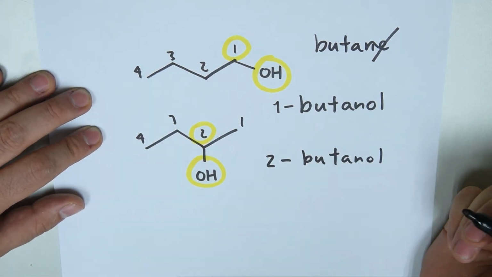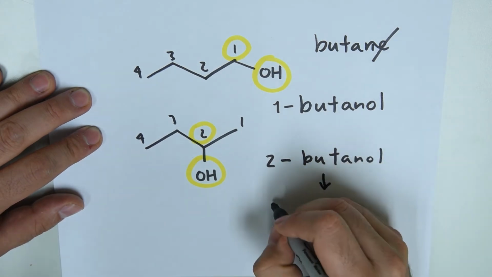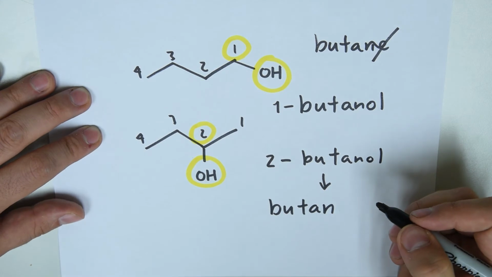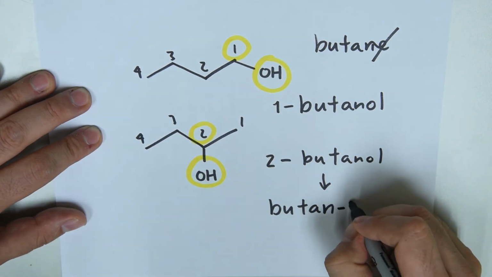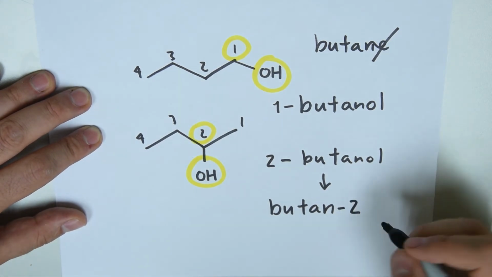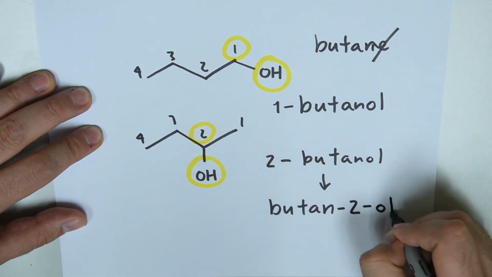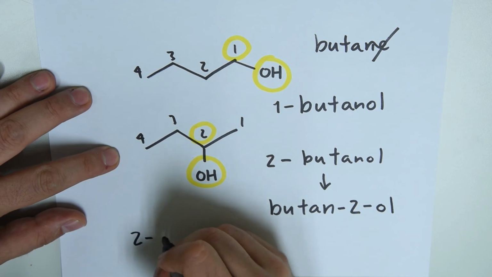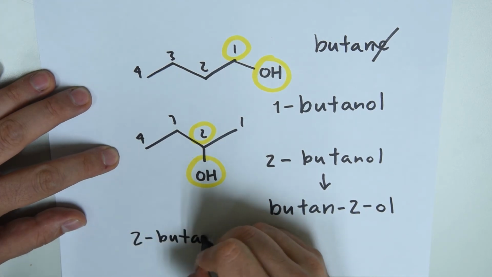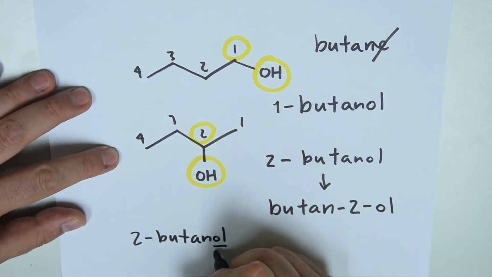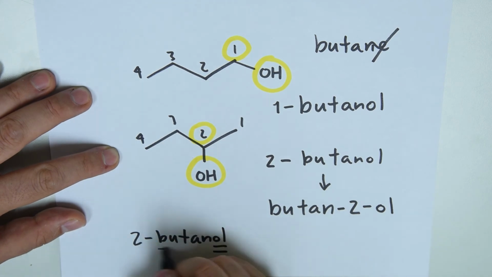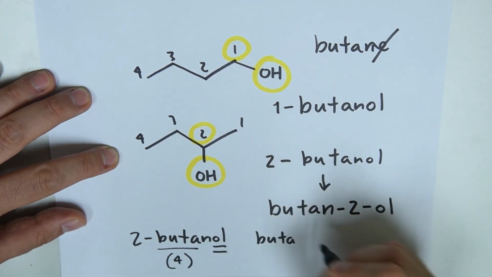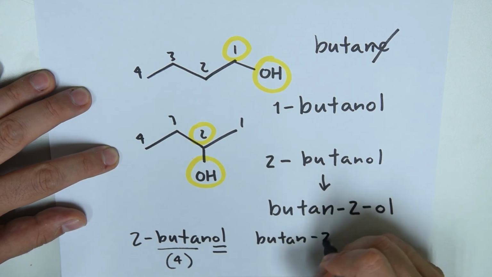Another variation of this would be butan-2-ol, indicating that it's a 4-carbon chain with only single bonds, a dash with a 2 indicating the position of the functional group, which is OL. So either of the answers indicating the position of the functional group with the four-carbon chain are correct answers, depending on what your teacher is asking you.